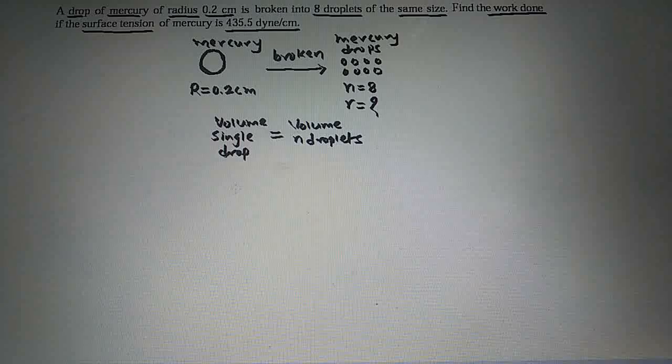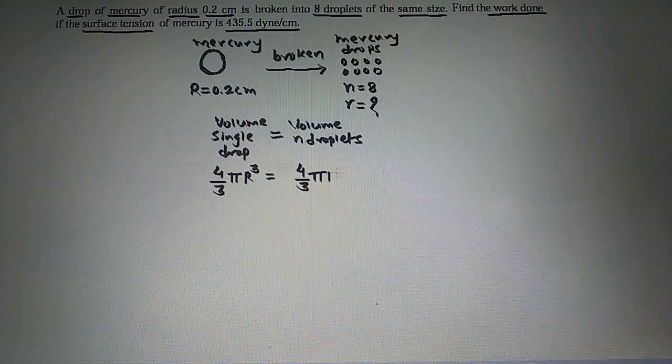As this drop is spherical, we can write the volume of the single drop, 4/3 πR³, is equal to the volume of n droplets. The volume of a single small drop is 4/3 π r³, because small r is the radius of this small drop. But we have to find the volume of n droplets, so we multiply this by n.